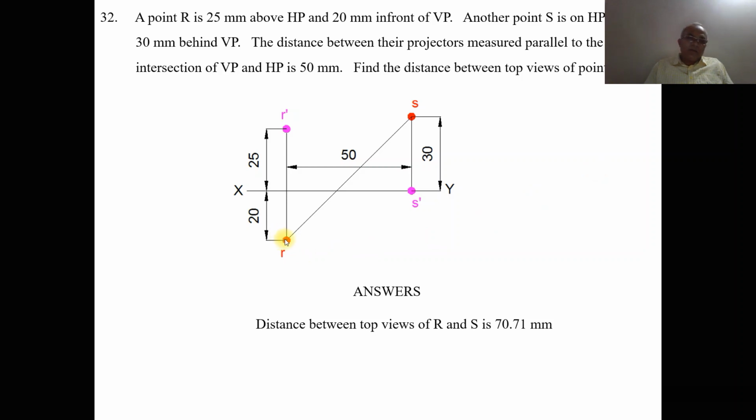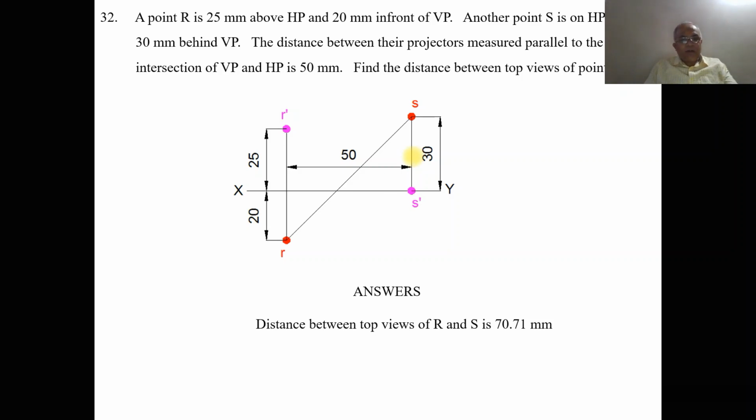So then join this point r and s. Then you measure the distance between r and s. The distance between r and s will be equal to 70.71. So this is how we are able to solve this problem manually.